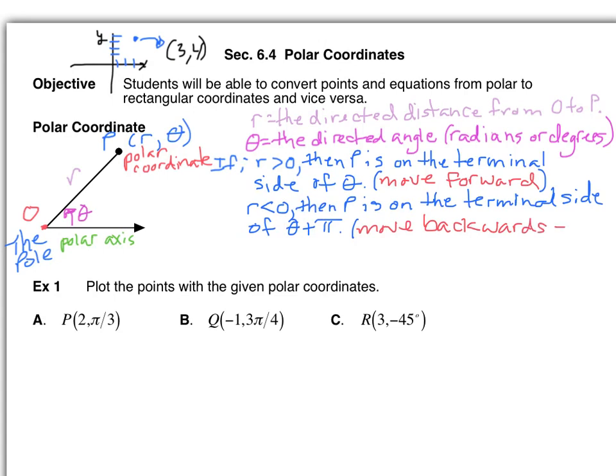And you'll even hear me kind of give you the visual that instead of moving backwards, what that means is that we will shoot through the pole. That's a technical term, shoot through the pole.